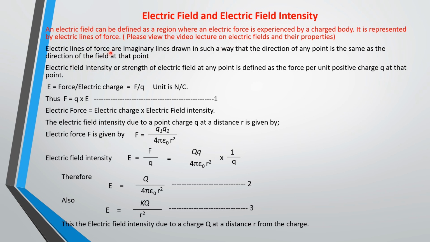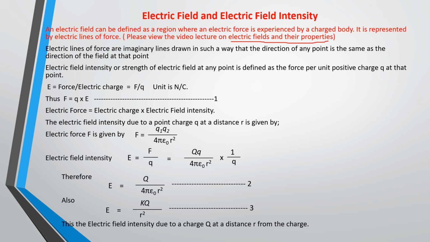Electric lines of force are imaginary lines drawn in such a way that the direction at any point is the same as the direction of the field at that point. So this is what I just mentioned, and go back to that video that is titled Electric Field and Their Properties. If you go to that video, you get a clearer understanding on how to draw the lines of force for a point charge that is in an electric field.